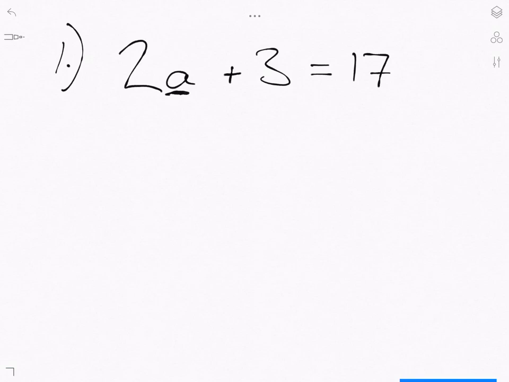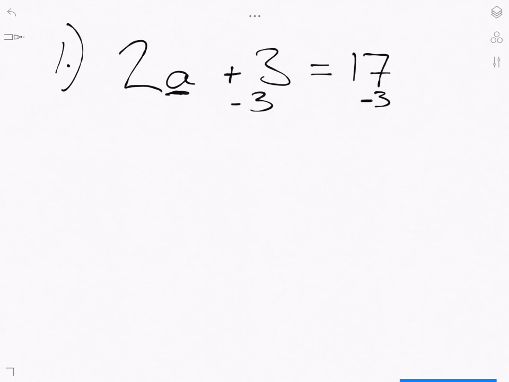So because it's the last thing, it's like unwrapping a present. If you put the layer on last, that's the first one you take off. So the first thing we're going to take off is this plus 3. And how do we do that? We do the opposite of what it is. So if it's a plus 3, we're going to take away 3. And whatever we've done to this side, we have to do to the other side to keep them equal.